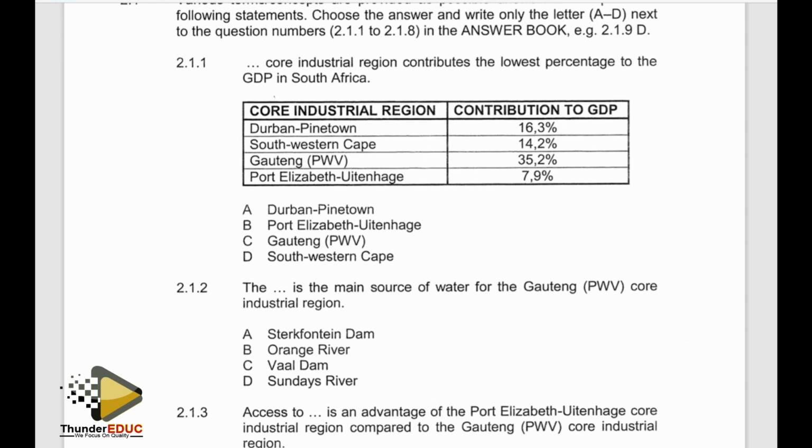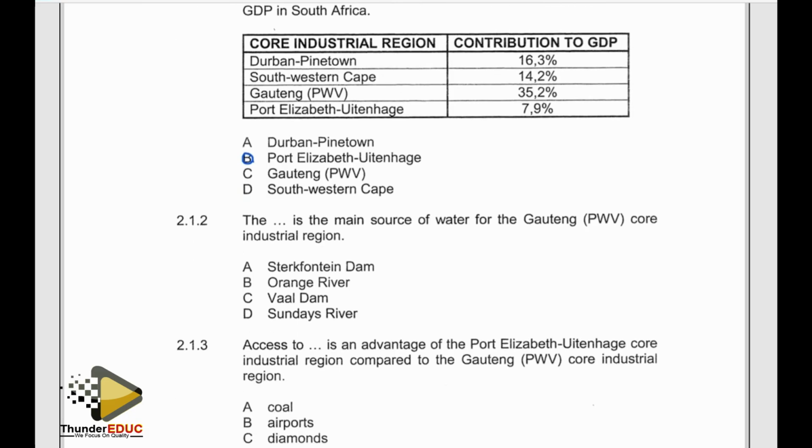Right, the first question is, which core industrial region contributes the lowest percentage? That is just an extraction question. We just check the contributions made by the different industrial regions here. This is 16.3, 14.2, 35.2, and lastly we have 7.9. So the lowest basically is Port Elizabeth, Uitenhage, which is option B. It's the one that is contributing the least amongst the industrial regions indicated there.